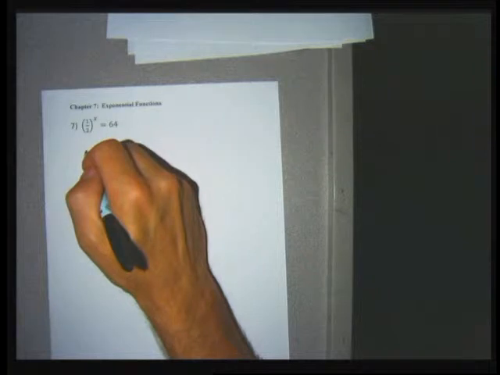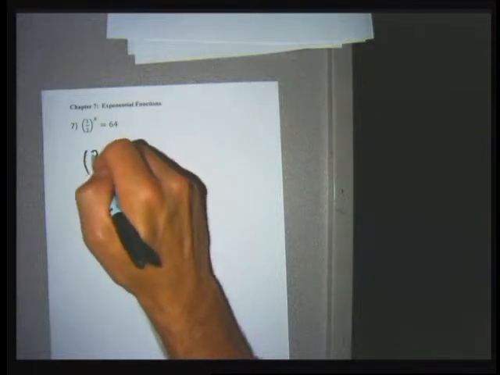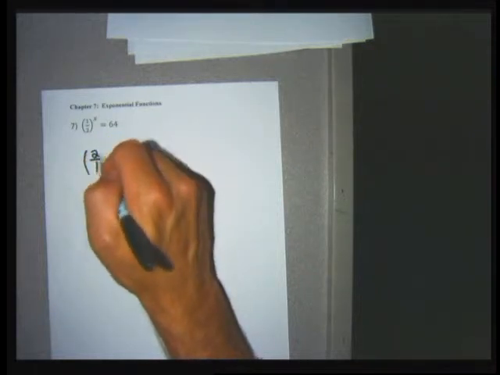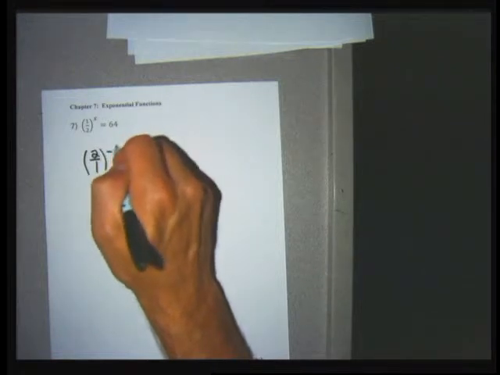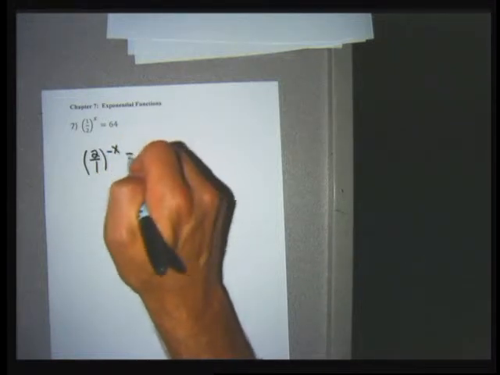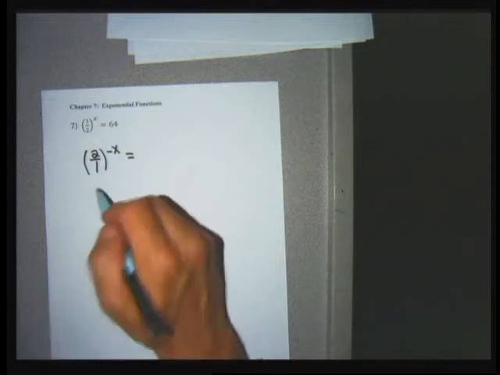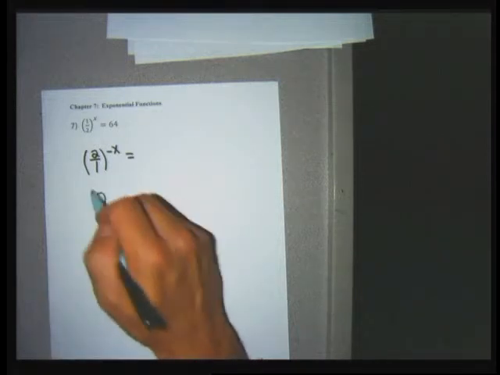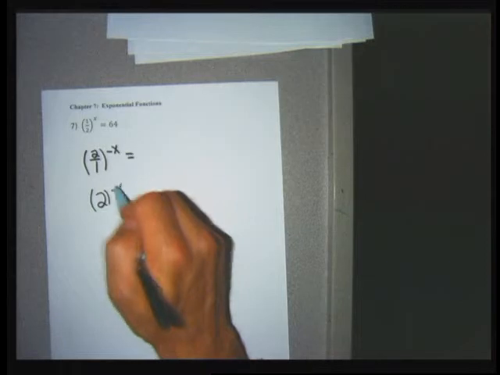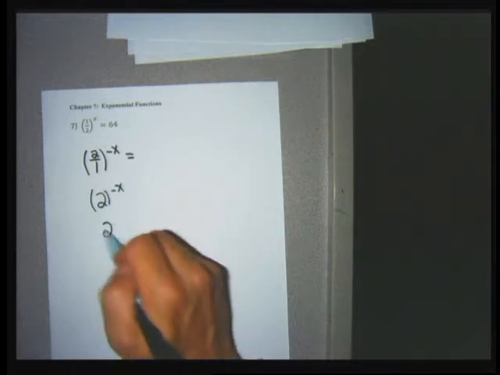For 7, the side that has the fraction, we had to take the reciprocal of the fraction, and we know that when we take the reciprocal of the fraction, we have to write the opposite of the exponent. When the base is a fraction, it doesn't help us to have a base of a fraction. And what we did is we just used the rule kind of in reverse from chapter P. And so this whole left side can be written as 2 to the negative x power, and that's the same as 2 to the negative x.